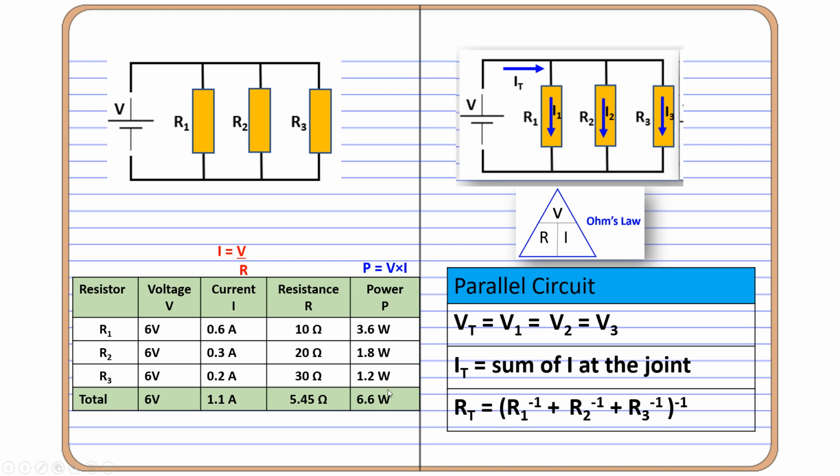So the power means the energy dissipated per unit of time. And in this case, because they are just resistors, this power is being used as heat only, thermal energy.